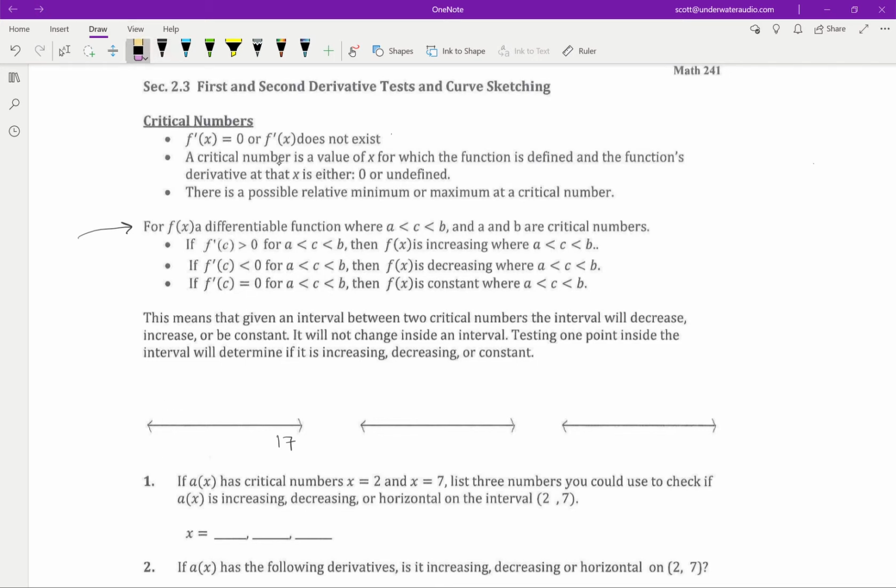Now I'm going to read what it says, and hopefully this reading will clarify. For f of x, a differentiable function where a is less than c, which is less than b. Okay, so I'll draw a picture here. There's an a here and a b here, and somewhere in the middle is a c value. And a and b are critical numbers. And for right now, we're going to assume the only critical numbers.